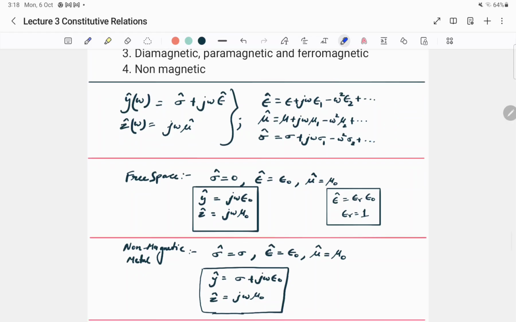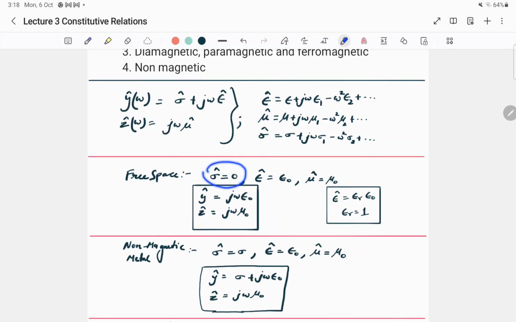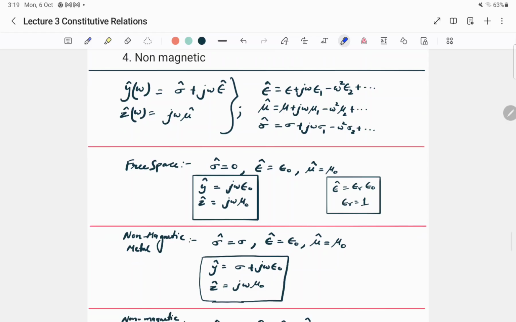Okay. Now for free space, sigma cap becomes 0, epsilon cap becomes epsilon naught and mu cap becomes mu naught. So when we substitute these values over here, we get the admittivity for free space as Y cap is equal to j omega epsilon naught and Z cap is equal to j omega mu naught. Now since you already know that epsilon is equal to epsilon r epsilon naught, which simply tells us that epsilon r, the relative permittivity, should be equal to 1 for free space.